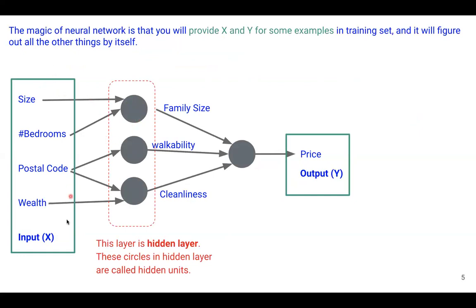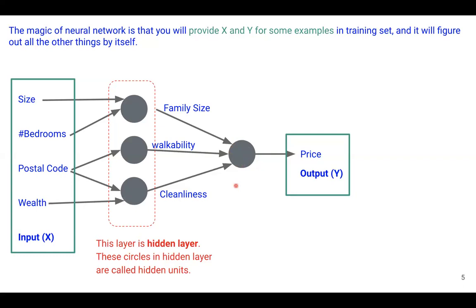As I was saying, the first layer we actually do not count as a layer. So let's call it layer 0. This is the input, or X. And then this layer is called a hidden layer. These nodes or circles that you see are called hidden units. And this is the output layer, which in this case is only one node.